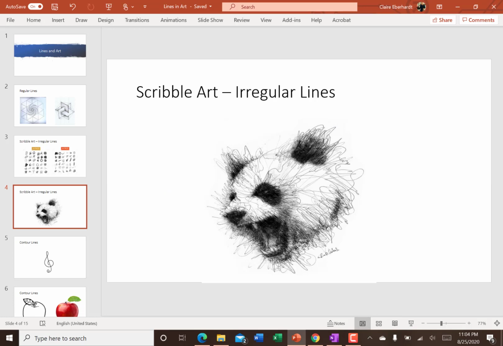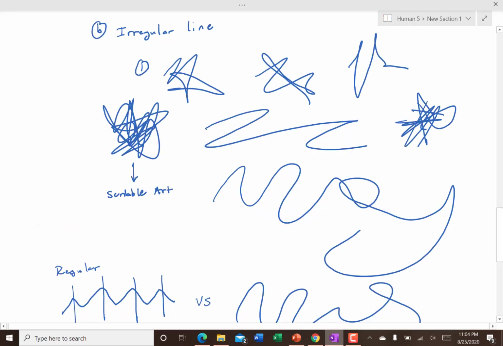Okay, the next thing we're going to look at is contour lines. Contour lines, and contour in French means outline.